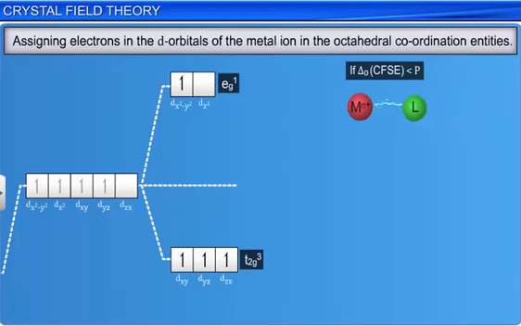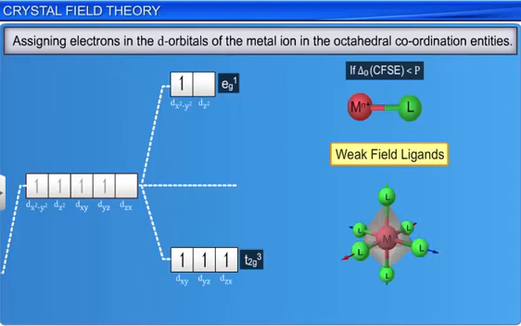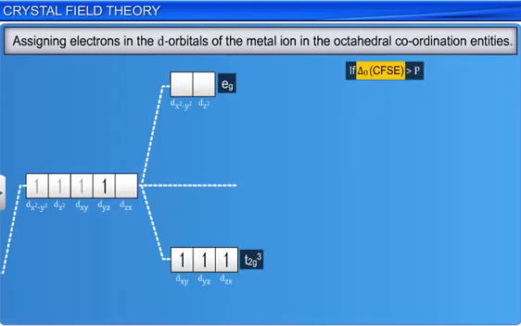If the crystal field splitting energy is higher than the pairing energy, then the fourth electron enters a t2g orbital and pairs up with one of the electrons, giving the configuration t2g4 eg0. Ligands for which the crystal field splitting energy is higher than the pairing energy are known as strong field ligands. The complexes formed with these ligands would be low-spin complexes.